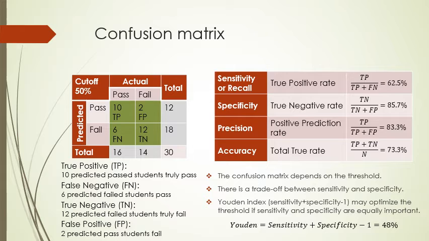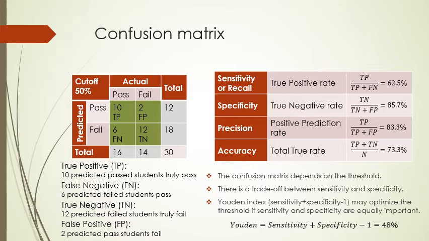Third, precision is the positive prediction rate, which is the true positive divided by the total positive prediction. In the example, the true positive is 10 and the total positive prediction is 12. Thus, the precision is 83.3%.